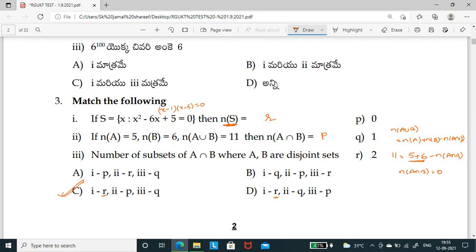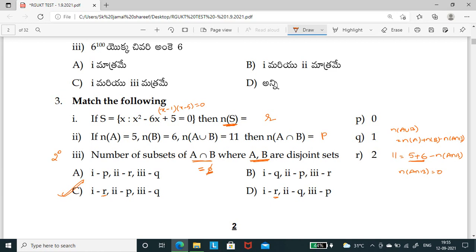Now let us see the next question. The number of subsets of A intersection B, where A and B are disjoint sets. If A and B are disjoint sets, then A intersection B is equal to the empty set. So how many subsets will we have then? The number of subsets is given by 2 power n.